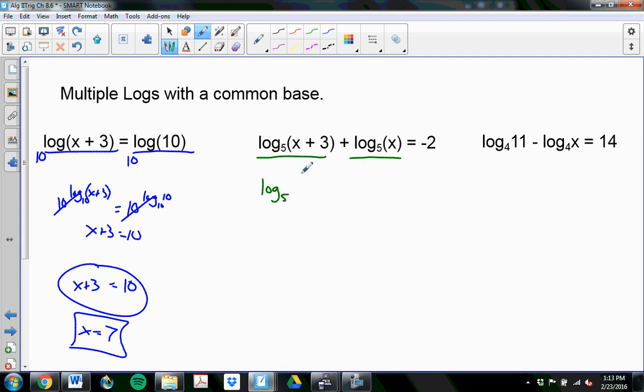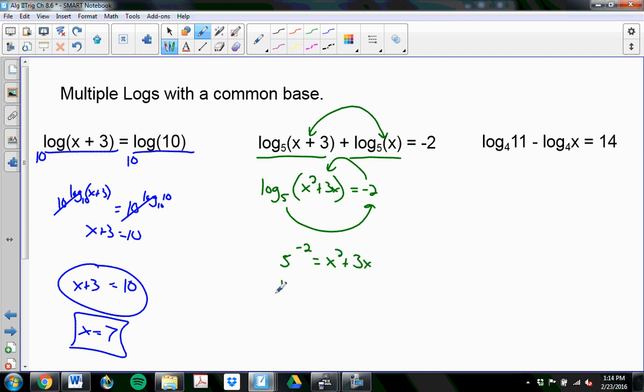that addition becomes multiplication. These things multiply when you're adding logs of the same base. Now I can do powers. 5 to the negative 2, I can convert, 5 to the negative 2 equals x squared plus 3x.